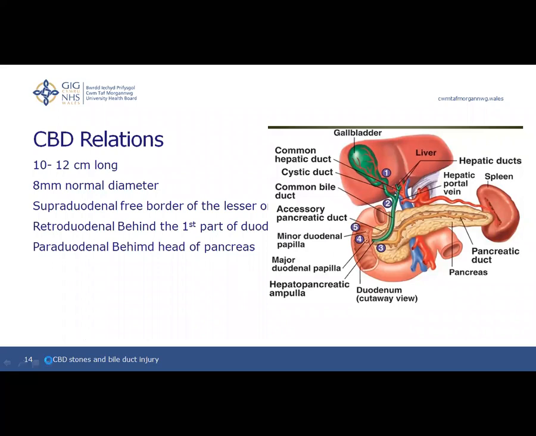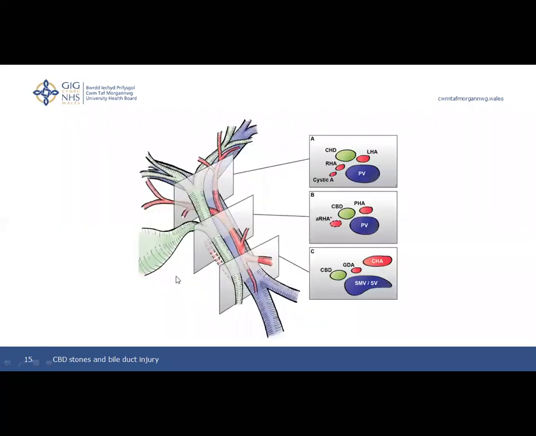Coming on to the next slide, this shows the perfect relationship between the hepatic artery, the portal vein, and the common bile duct. The common bile duct is on the right of the hepatic artery, or the right hepatic artery, and it is anterior to the portal vein. You can see the different levels of the common bile duct and the common hepatic duct and its relationship to the other two structures, especially the hepatic artery and the portal vein.